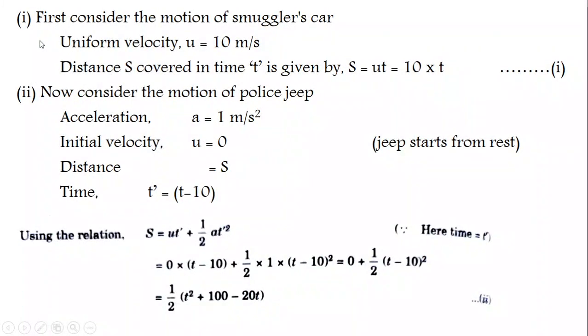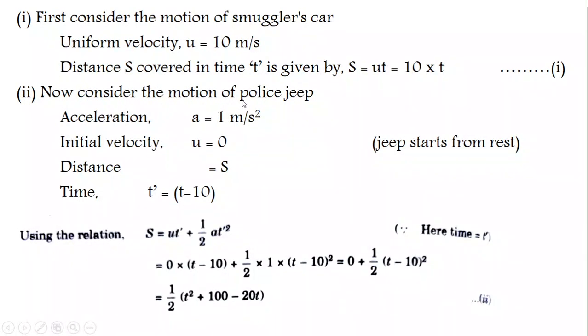Now first consider the motion of the smuggler car. The smuggler car is moving with uniform velocity equal to 10 meters per second. The distance s covered in time t is given by s equal to u into t, since the velocity is uniform. Here the uniform velocity is 10 meters per second, so s equals 10 into t. This is taken as equation 1.